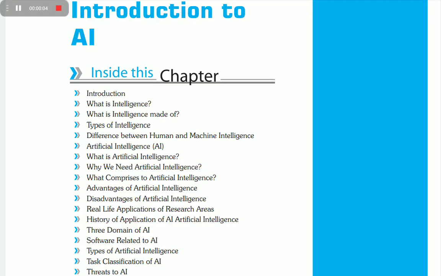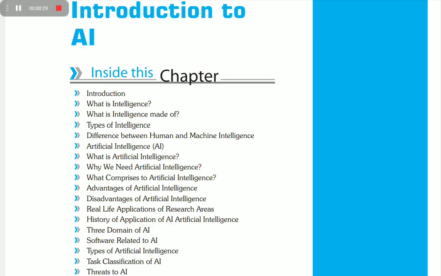Today, we are going to learn the chapter Introduction to AI of Class 9 CBSE. Inside this chapter, the topics that will be covered are as follows: Introduction, what is intelligence? What is intelligence made up of? Types of intelligence, difference between human and machine intelligence, artificial intelligence or AI.